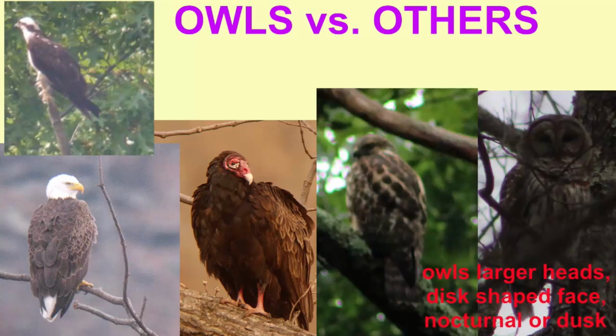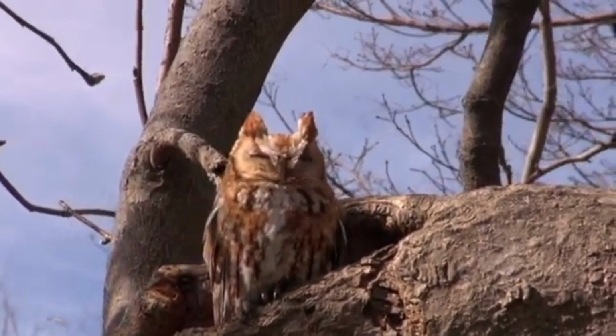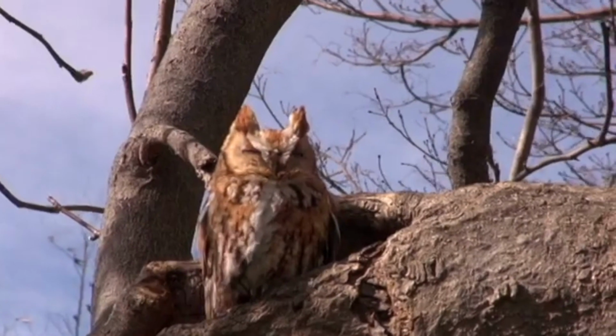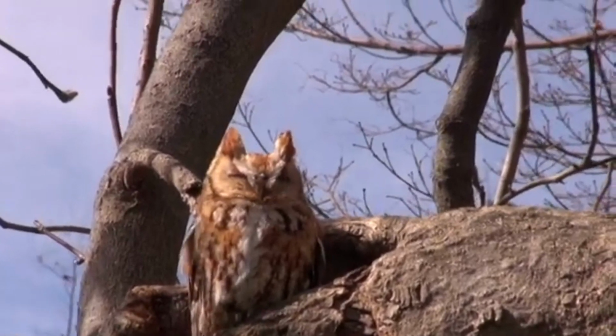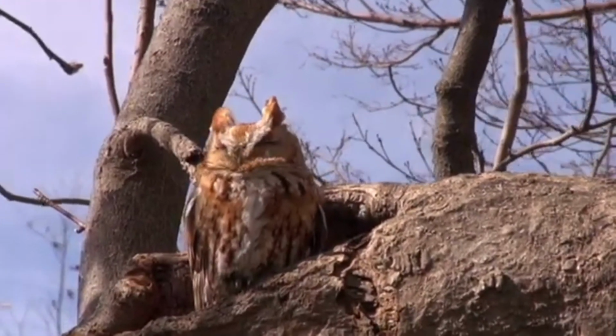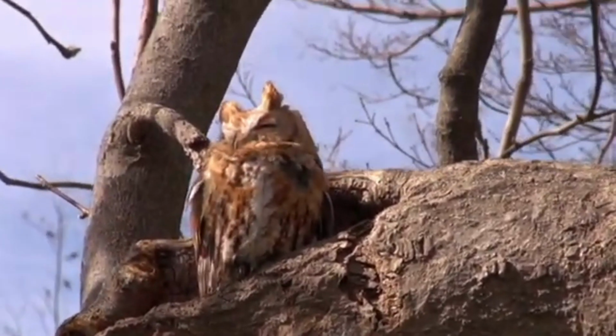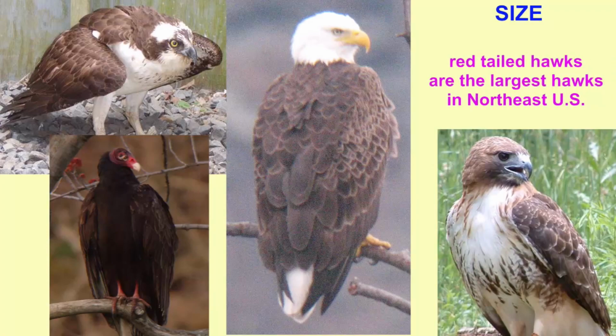Once you identify a bird as a raptor, you would like to identify then a subgroup, which group of raptors. Owls are unlike the others. Their heads are proportionally larger compared to the rest of their body. They have a disc-shaped face, and in their behavior, you are more likely to see or hear them at night or around dusk. If a raptor isn't an owl, a good feature to focus on next would be its size.